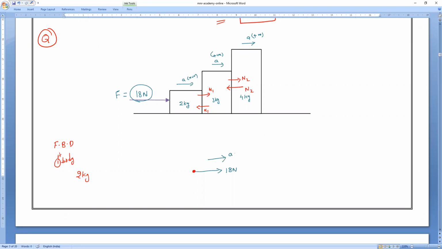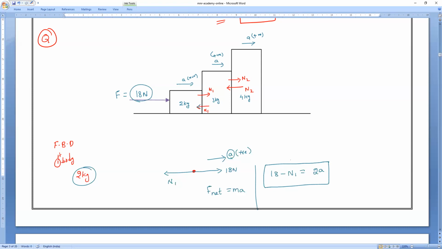Then is the acceleration positive or negative? Positive. Then it is experiencing one more force, a backward force. What is that force here? N1. Then we all know that F net equals MA. F net means the forward direction, wherever acceleration is there, that is positive. So 18 minus N1 equals the mass, which is 2 kg, into a, taking a as the acceleration. So this is the first equation for the first body.